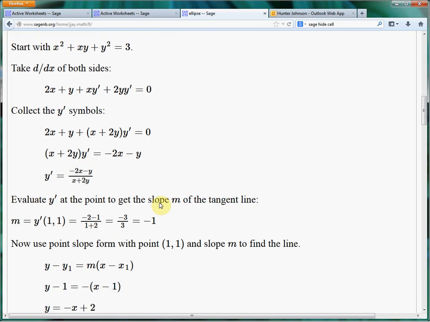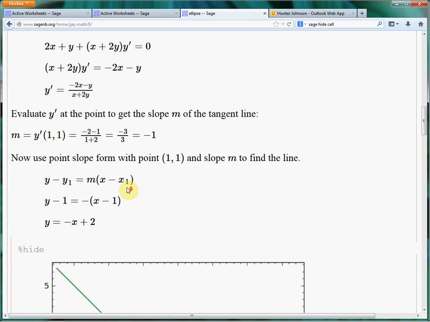So now you just have to do some algebra. You can see these two parts have a y prime in common, so you can factor them out to the right here. And now move these things over to the right hand side of the equality and divide both sides by x plus 2y, and that's how you get this expression for y prime.